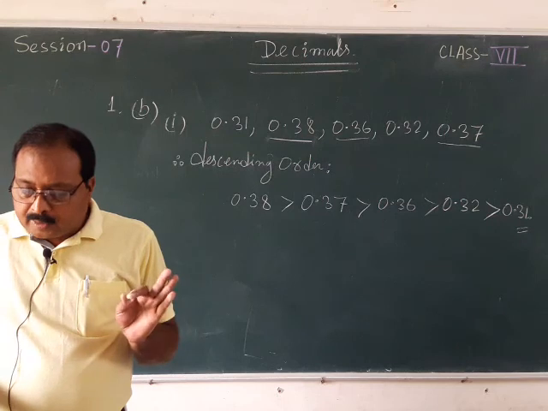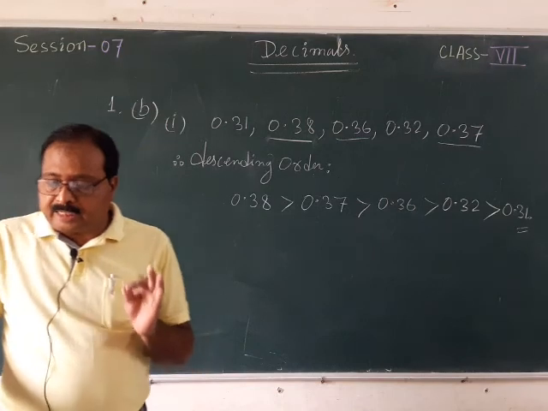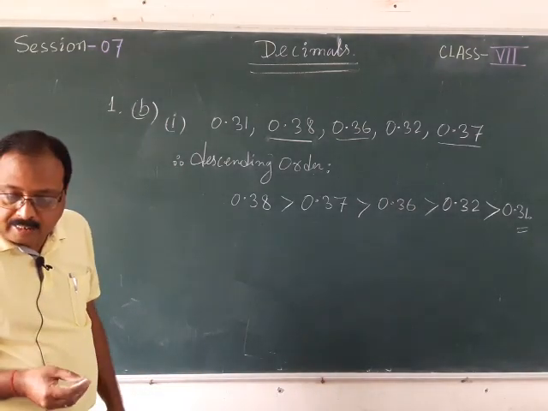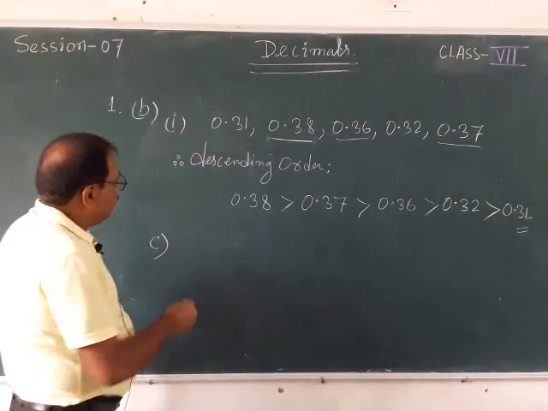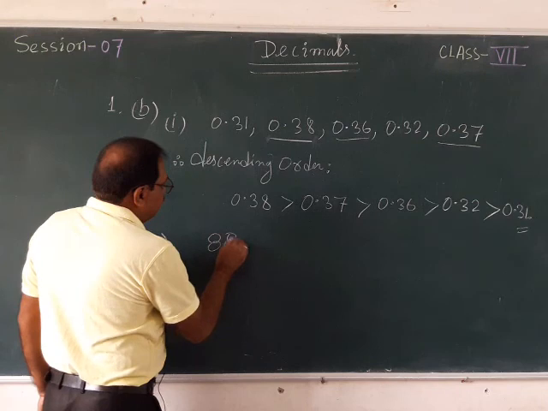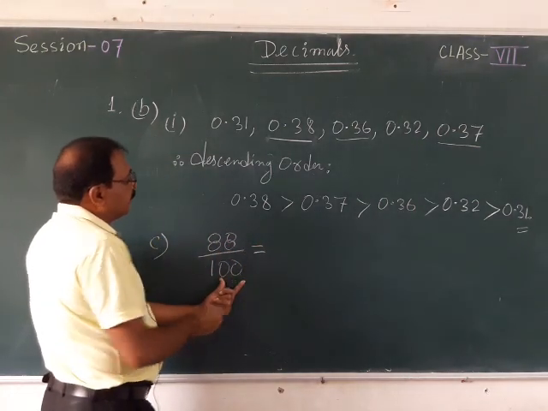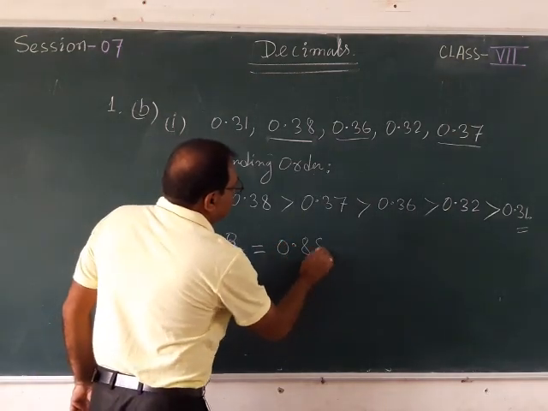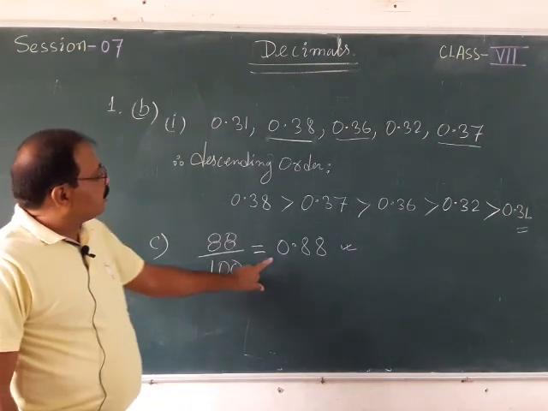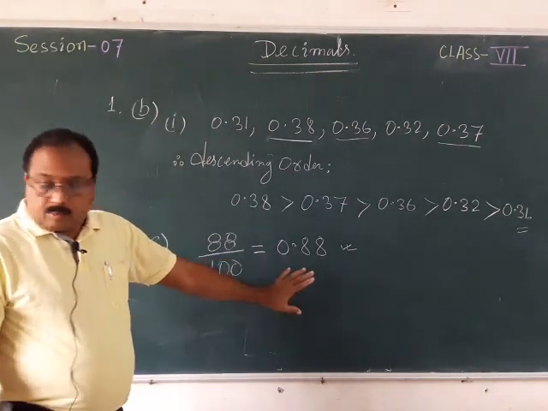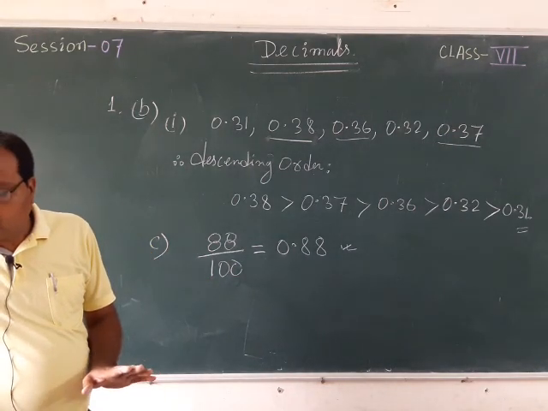Now after B, here is C: the decimal form of 88 by 100. So for C, they are asking for the decimal form of 88 upon 100. You are aware there are 2 zeros, which means you can write it as 0.88. This is the decimal for 88 upon 100, meaning 0.88. Okay, like that you can revise these things.